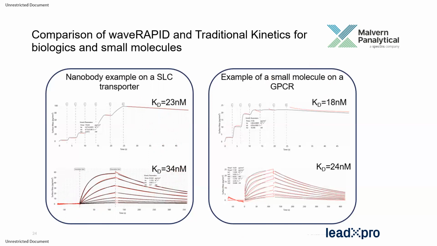On the right-hand side is an example of small molecule binding with GPCR membrane protein. On the top panel are, again, the RAPID results, reporting a KD of 18 nanomolar. The bottom is the traditional kinetic results, again giving a very comparable binding affinity of around 24 nanomolar. I just want to end here by saying that WAVE RAPID can be faster. It can also provide very confident binding kinetics at a higher speed if you need sample throughput.